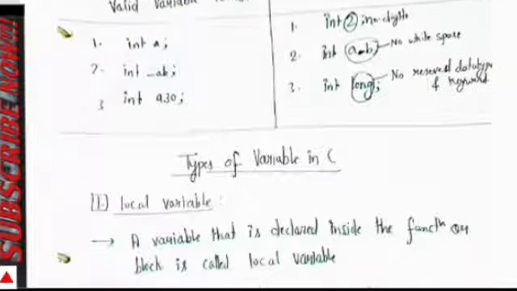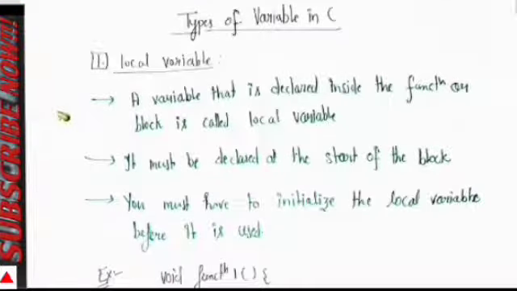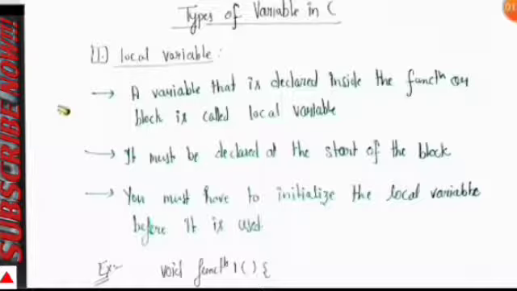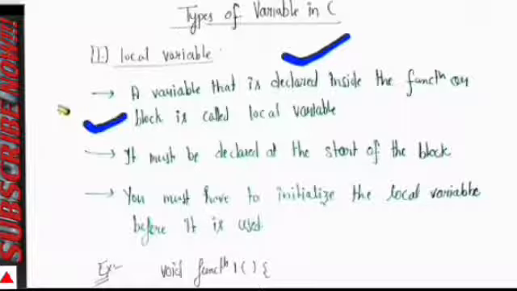Now come to the types of variables in C. First is the local variable. Important points related to local variables: first, a variable that is declared inside a function or block is called a local variable. Second, it must be declared at the start of the block. And third, you must initialize a local variable before it is used.